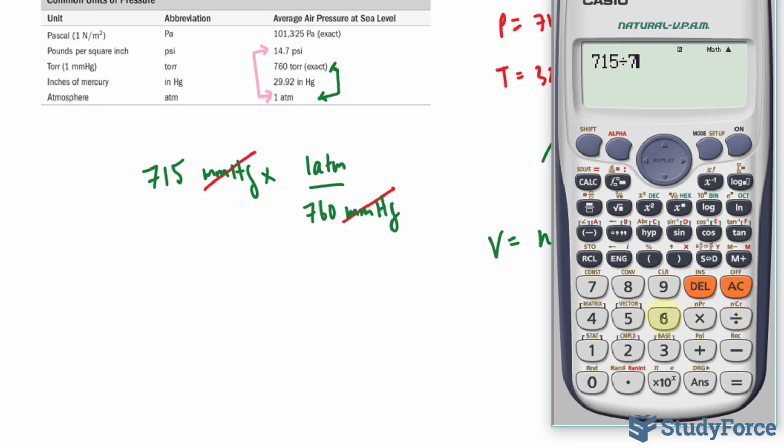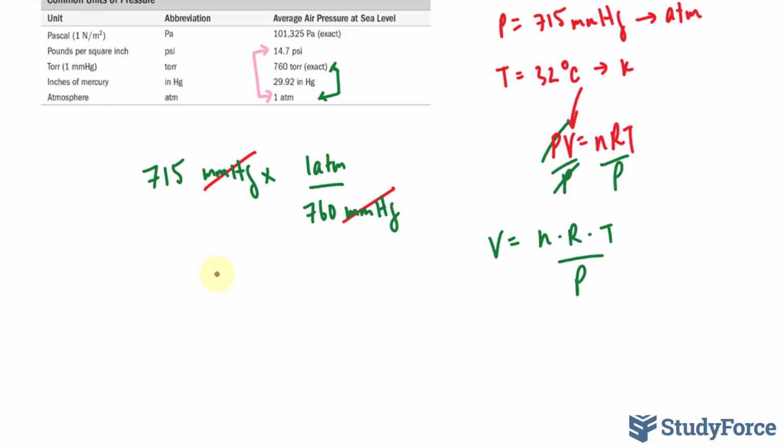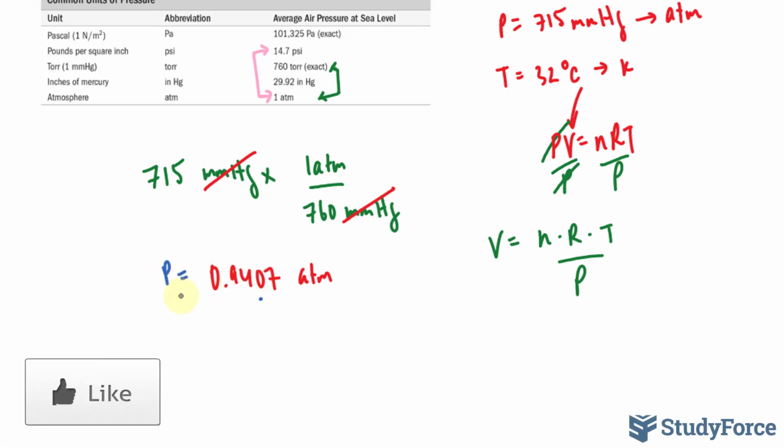715 divided by 760, this gives us 0.9407 atmosphere. This number is an exact number, so we don't take into account its number of significant figures. And right now, you don't want to round this number. You want to keep it the way it is, but keep in mind that this is the last significant figure. Everything after that 0 is insignificant. This represents my new P value.